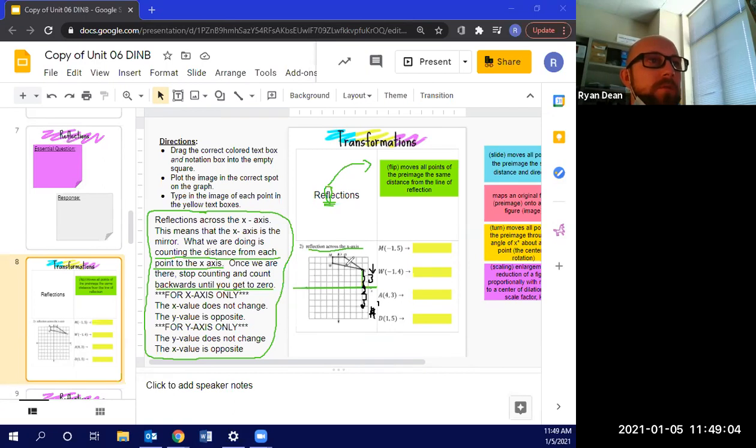I do the same thing for each one of the other ones. Okay. Now, what's cool is if I do W, I'm going to show you a little trick. I go 1, 2, 3, 4, 3, 2, 1, 0. So this is going to be my new W right here.